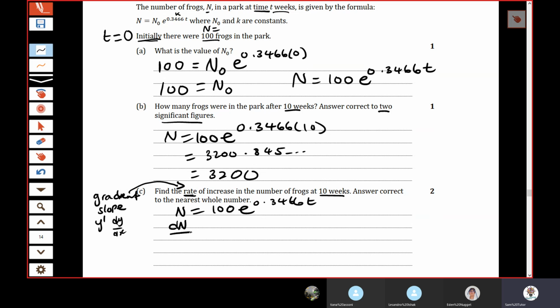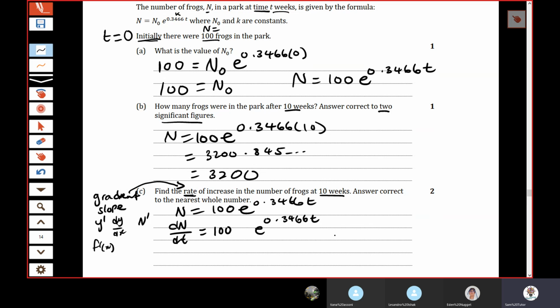If I have to differentiate this, so dn/dt, we don't really use n dash. We only use dashes for y's and f of x's. We don't really use them for other letters, so we write them the long way. And to differentiate an exponential, it actually is itself. So that's pretty easy to remember, isn't it? The derivative of an exponential is itself. All you have to do is multiply it by the derivative of the power.